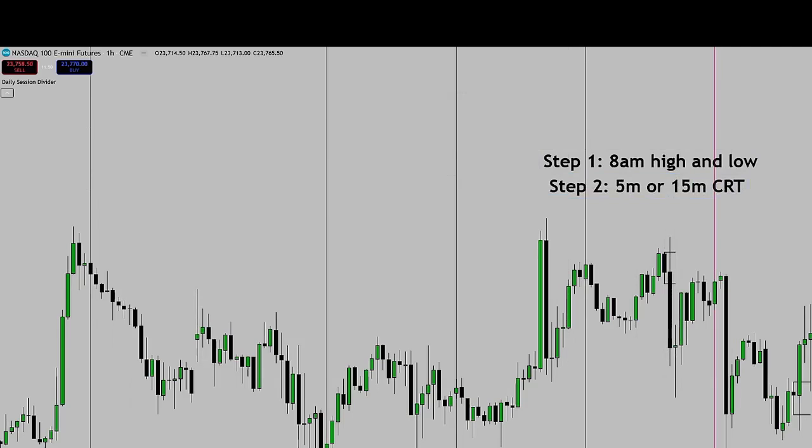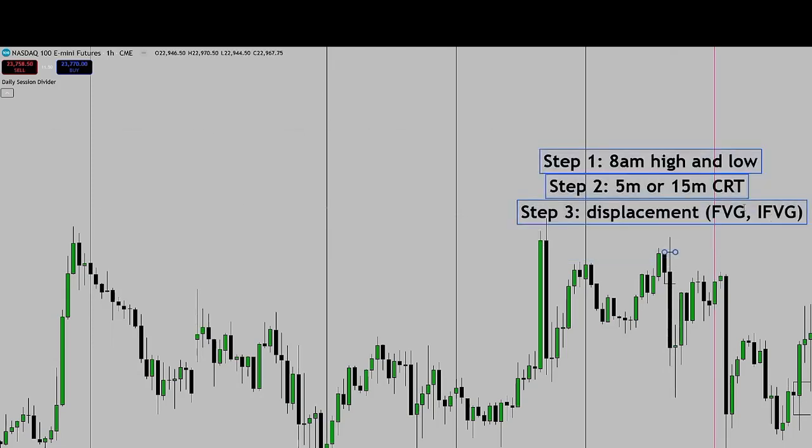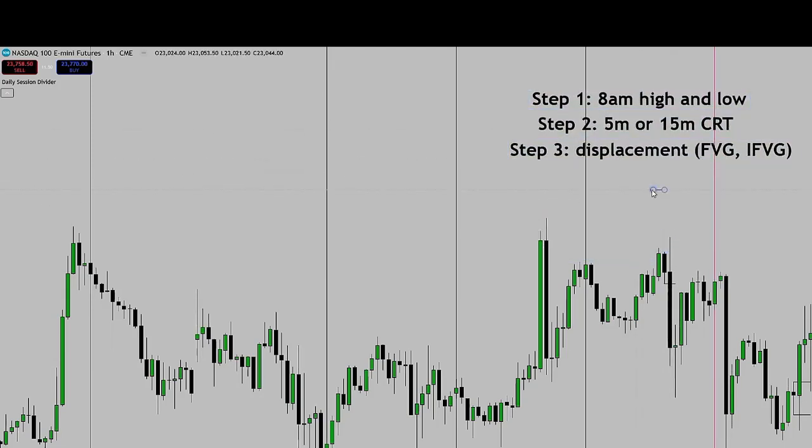And of course, step number three, looking for that displacement. We're just going to mark this down. Step three is looking for the displacement, and that can be a fair value gap, an IFVG, a change in state, a market structure shift, etc. We're just going to leave it as is right over here and move this up just a little bit. So right over here, you can see we have the 8am high and low. We're actually going to rewind the chart just to show you everything live in action.